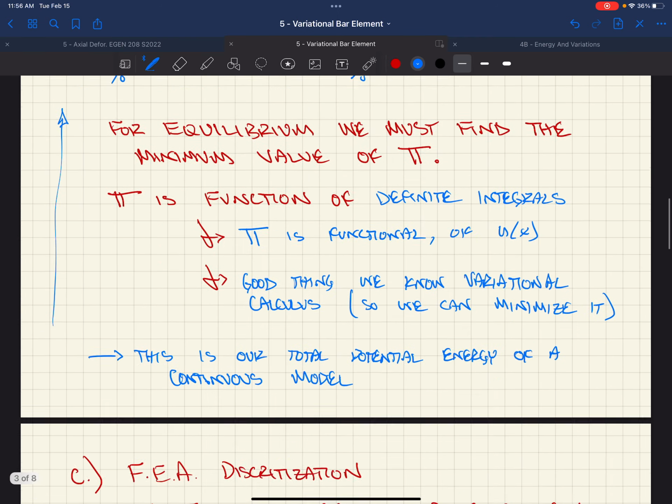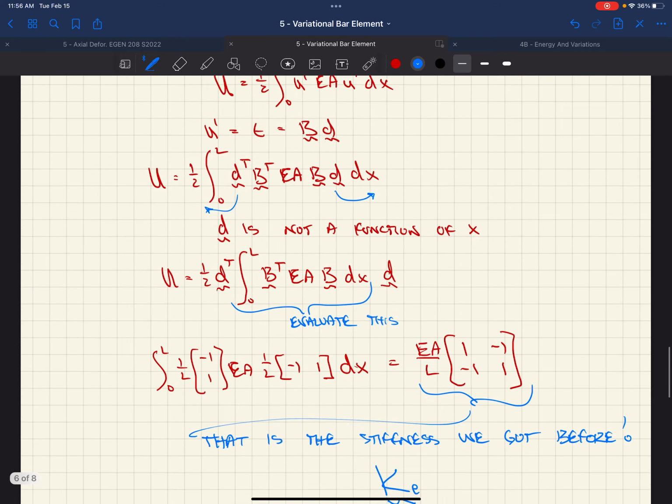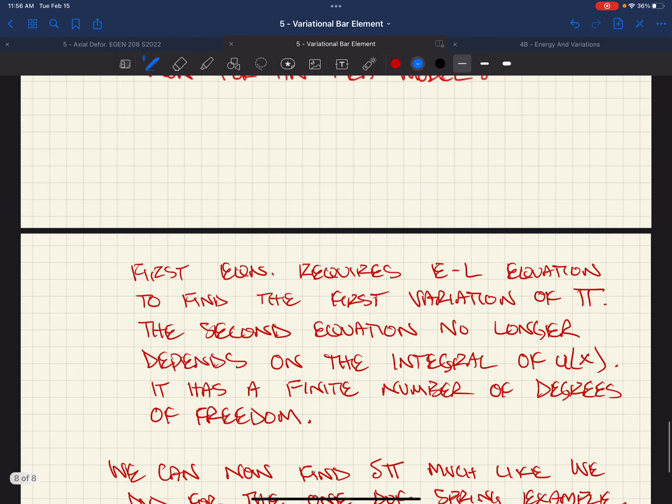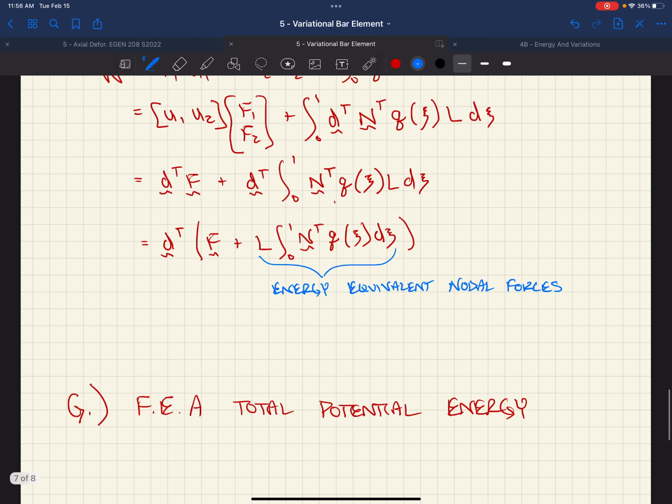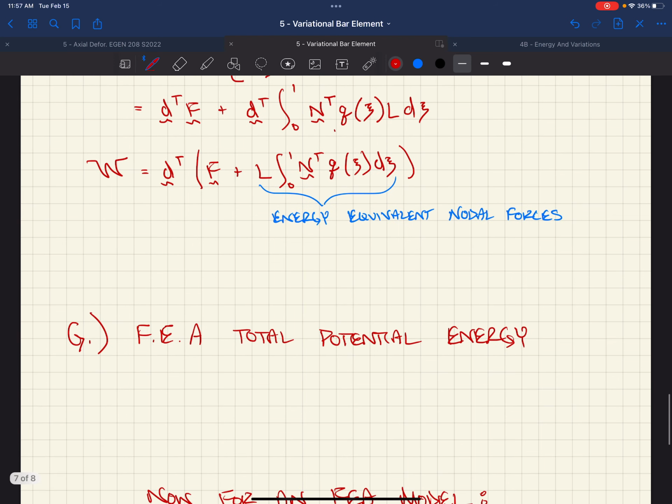So that's where our energy equivalent nodal forces allow us to do that. Now that we have our work done with respect to our finite element and our strain energy that was a part of our element with respect to our element degrees of freedom and displacements, we can look at the finite element analysis total potential energy.